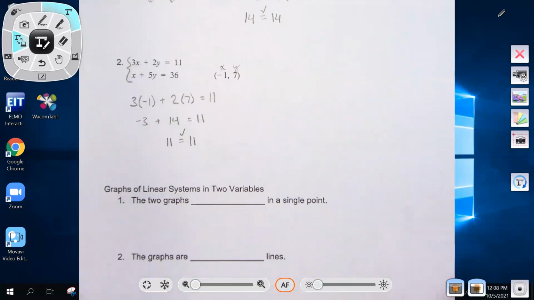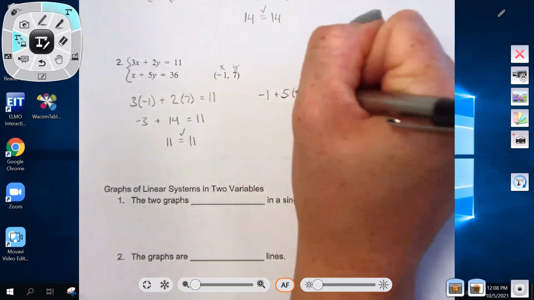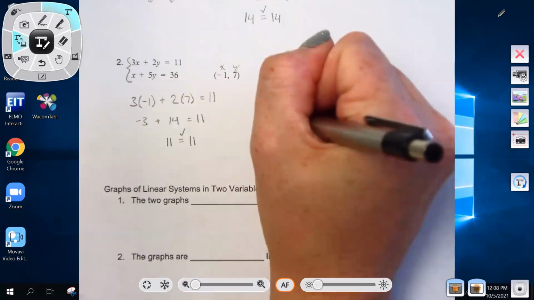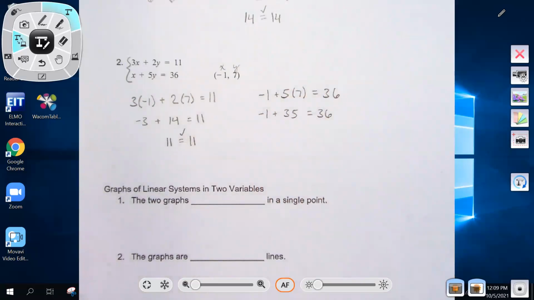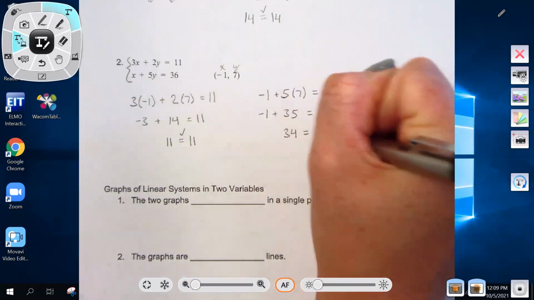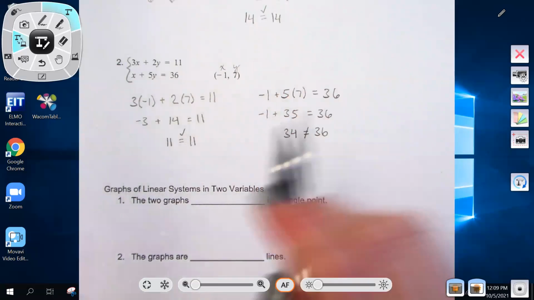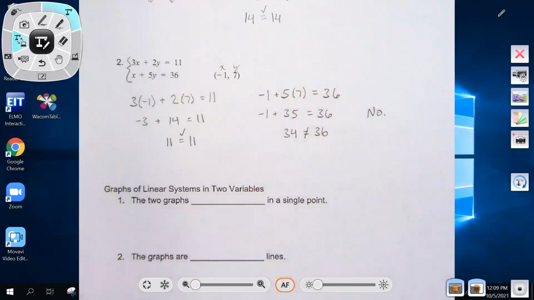All right, now we need to try the second equation, x plus 5y equals 36. So x is negative 1 plus 5y, which is 7, equals 36. We've got negative 1 plus 35 equals 36. Negative 1 plus 35 is 34. And 34 does not equal 36. So this ordered pair is not a solution of the given system. Our answer on this one is no. No, meaning the ordered pair is not a solution of the given system. No means no. Any questions on those examples?